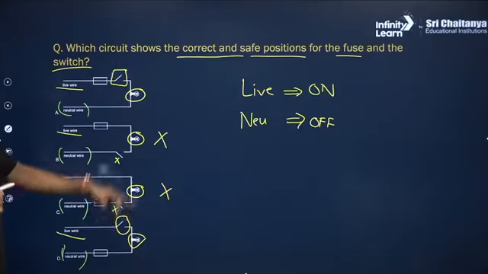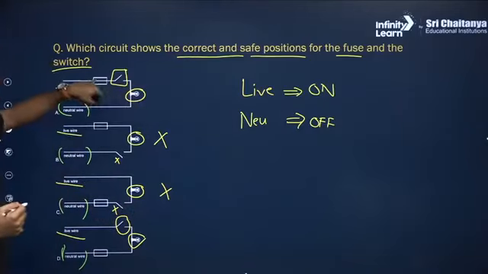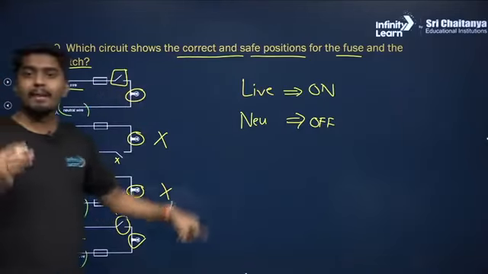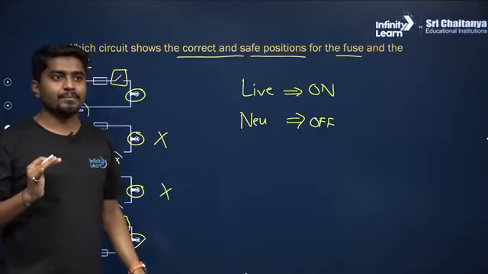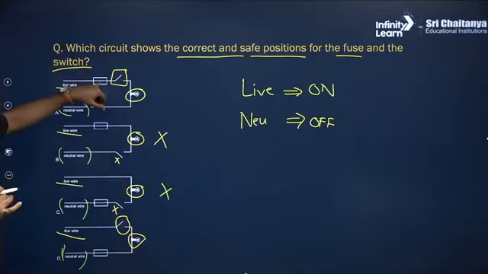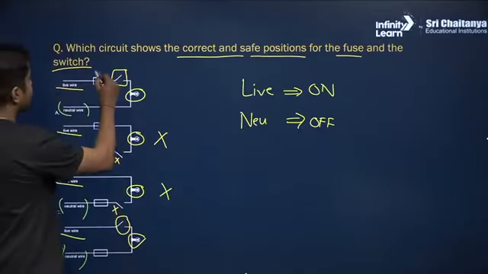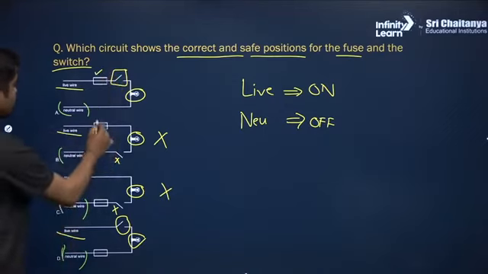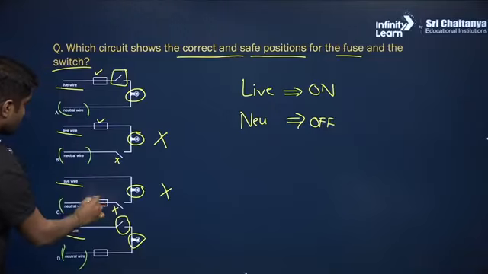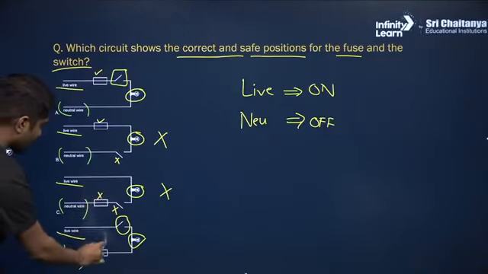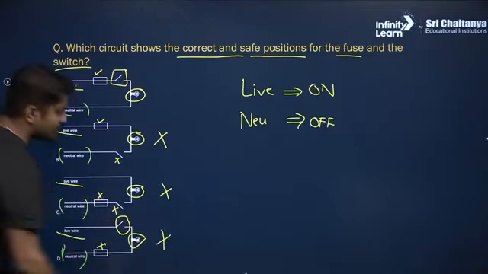Okay. So now the fuse, क्या आपको दिख रहा है फ्यूज? फ्यूज भी हमेशा लाइव वायर में लगाते हैं, है ना? तो यहां पे फ्यूज लाइव वायर में है. So this is correct. This fuse is correct. But the switch is not correct. Here the fuse is wrong. Here fuse location is wrong. So this diagram is also wrong.